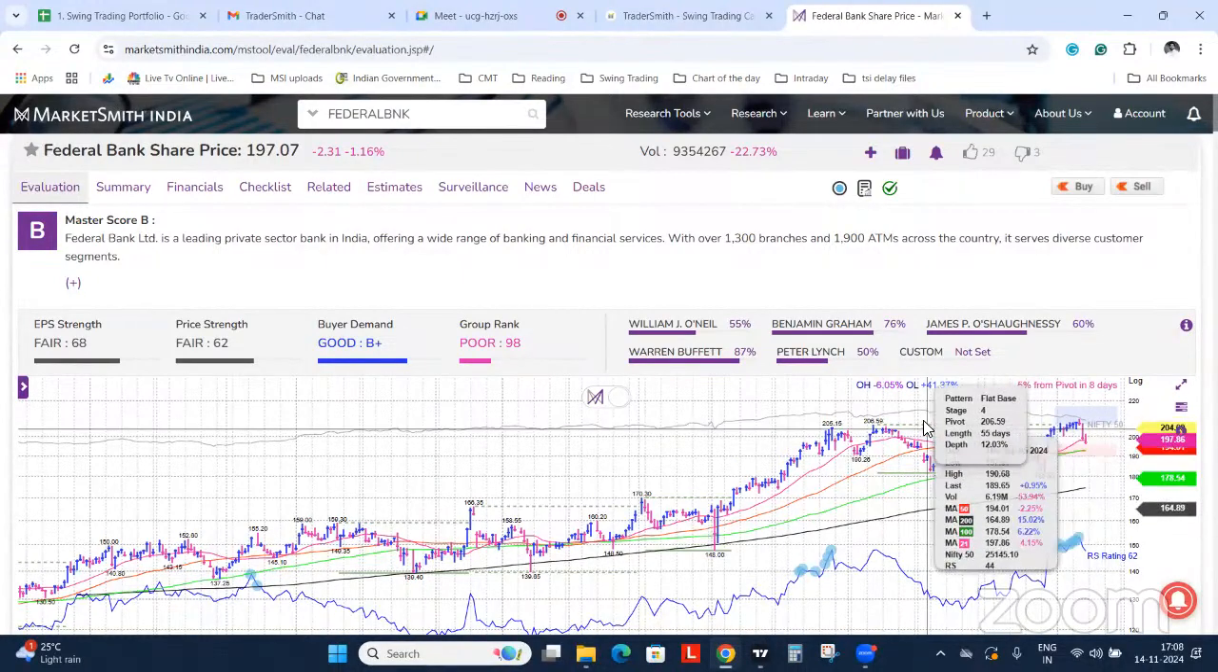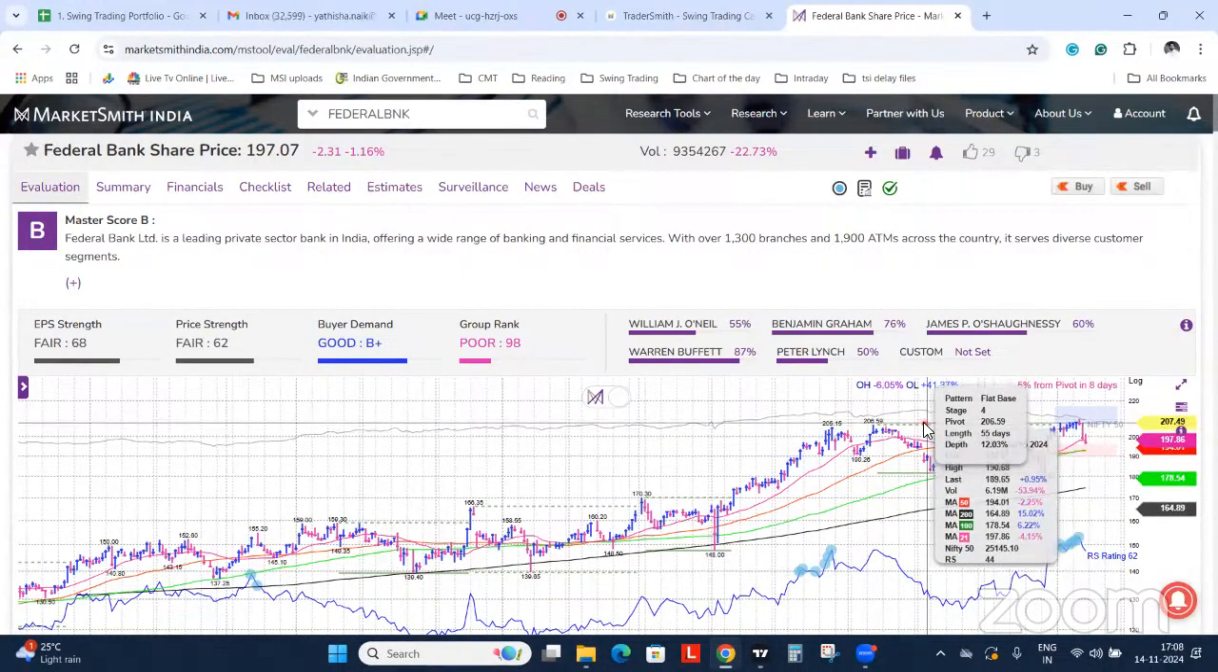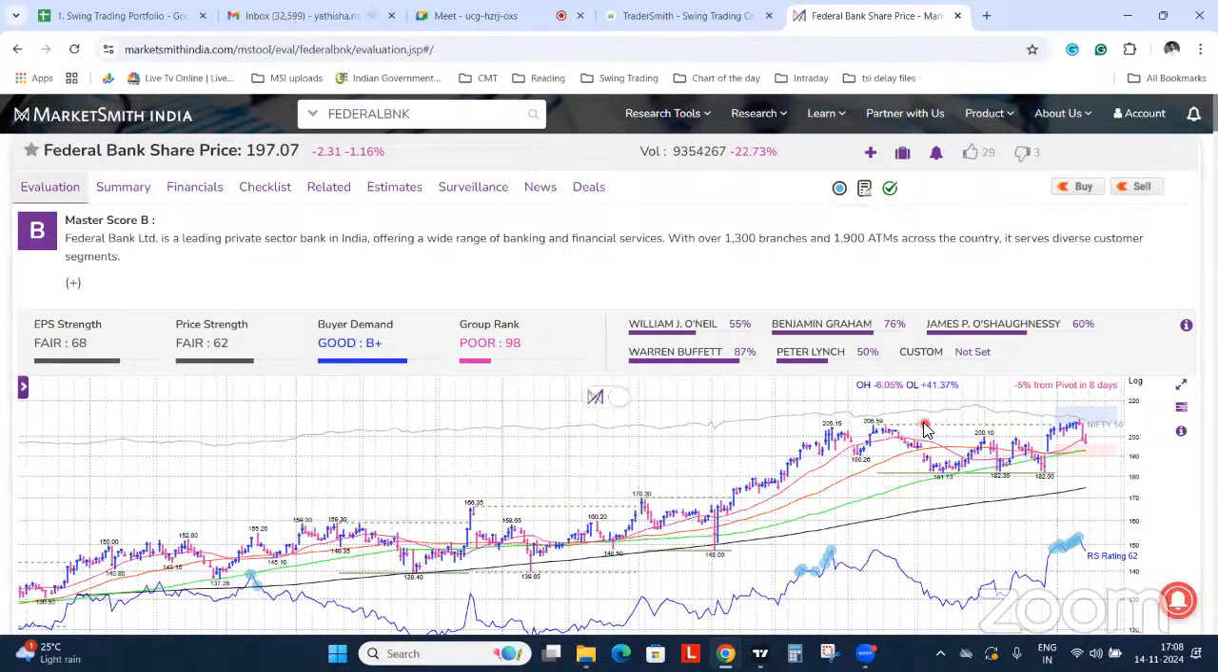On the upside, 200 to 210 is a very good level to watch out for. Once it breaks out strongly above that level, then one can look at this particular stock.